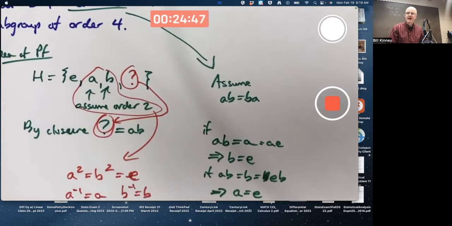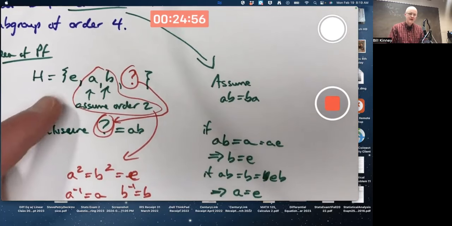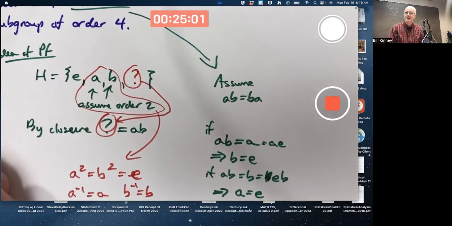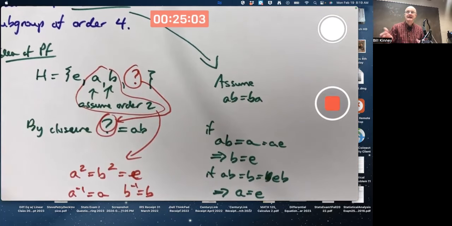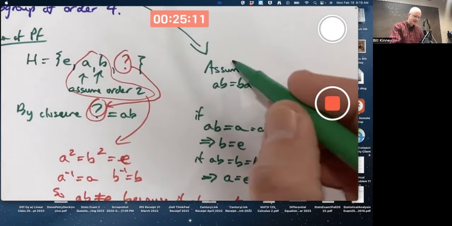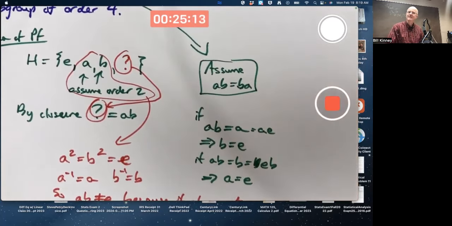The question is, is it a subgroup? Is it closed? Does every element have an inverse in the set? We certainly know E, A, and B have inverses in the set. What about this new element A times B? Is it its own inverse? Does it have order 2? It must. Why? The assumption that they commute must be important.